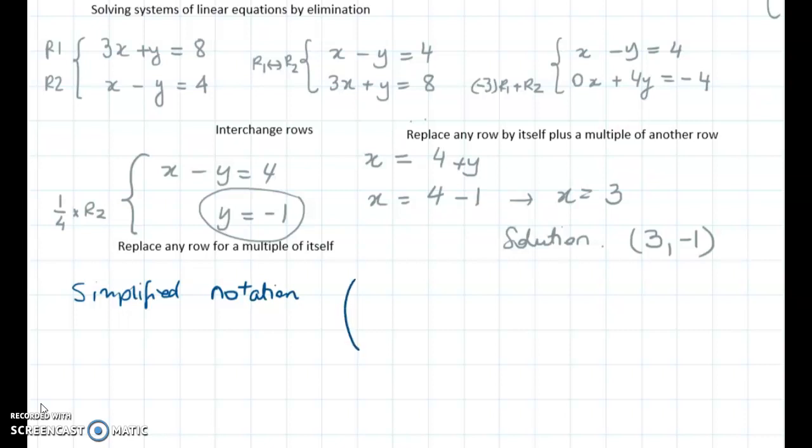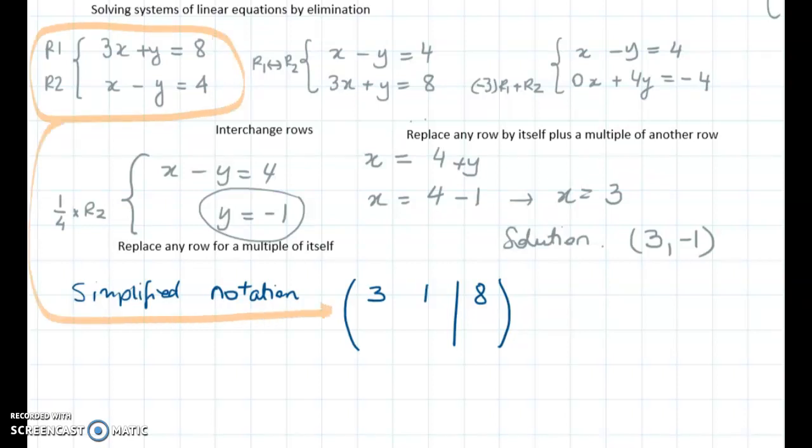So instead of writing 3x plus y is equal to 8, I'm going to write 3 for the coefficient of x, 1 for the coefficient of y, then I'm going to put a line instead of the equal, and I'm going to write 8 on the other side. So the first row of our original system is now written in this simplified form, 3, 1 bar 8. The second row is 1, negative 1, 4 in simplified version, and this is called an augmented matrix.